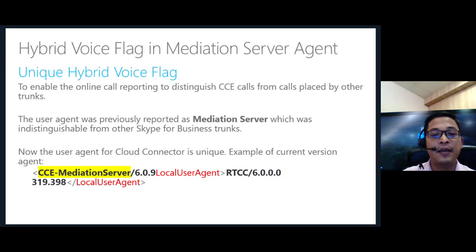One good thing that is added is that previously, generating and retrieving the report was quite confusing, because I have not only CCE, I also have Skype for Business. I have a few trunks. So when the report comes out, both are showing as mediation server. The report shows that it's coming from the mediation server. So to differentiate between the two, Microsoft added the additional words CCE mediation server. So it makes it very clear that the call and the trunk are coming from this CCE server.